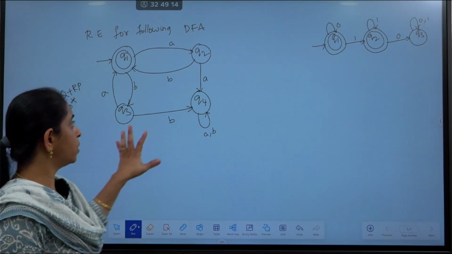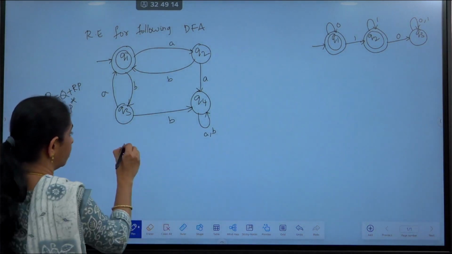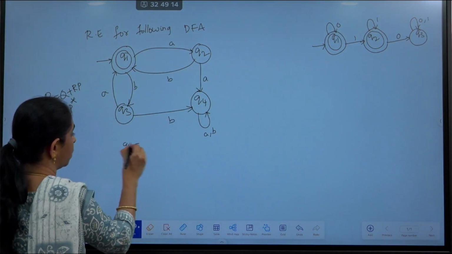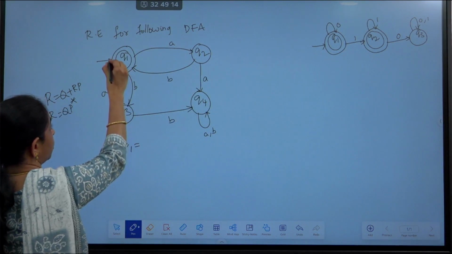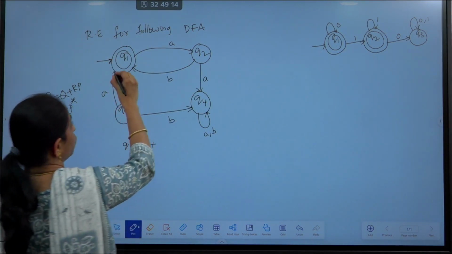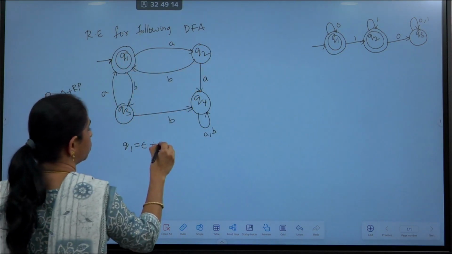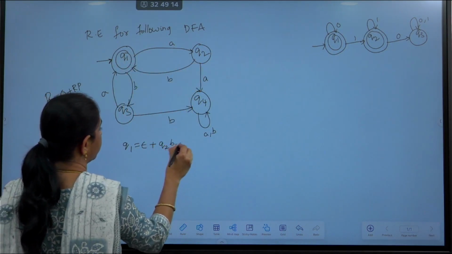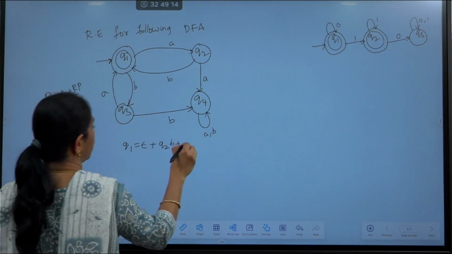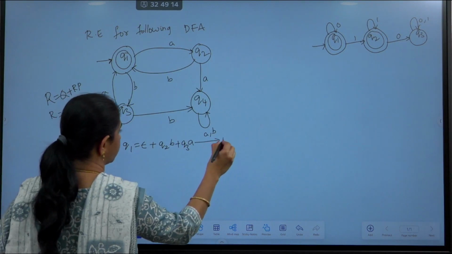Now the first step: we have to write all the incoming edges for all the states. For Q1, we have the incoming edge epsilon. It's very important. Also, incoming edges for Q1 come from Q2 on input alphabet B, and from Q3 on input alphabet A. So take this equation as 1.